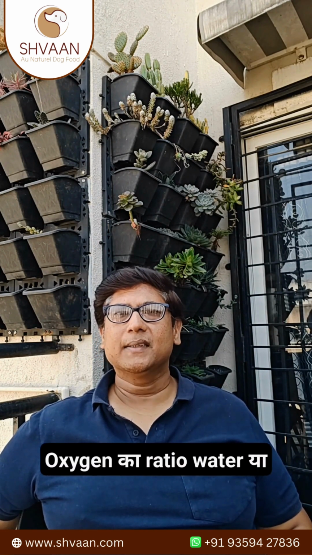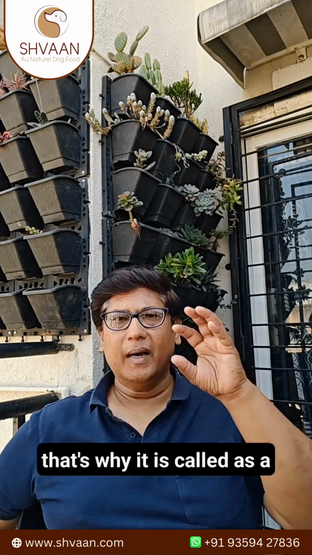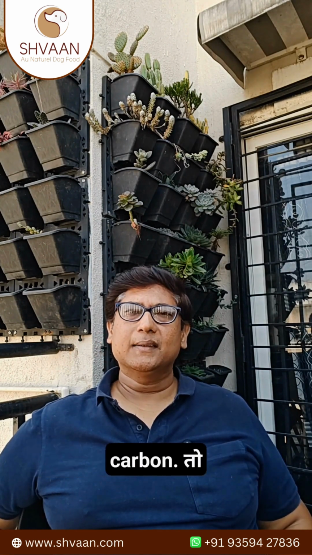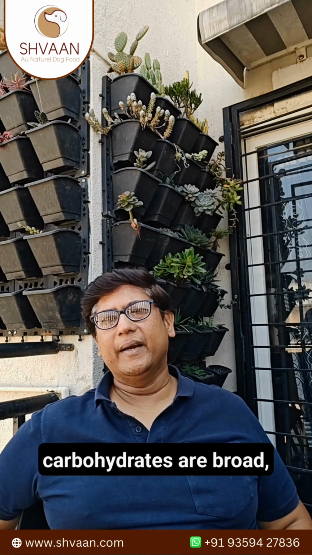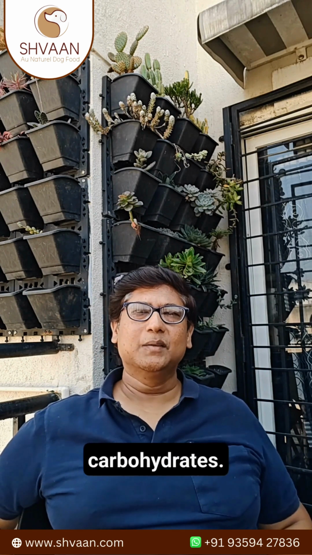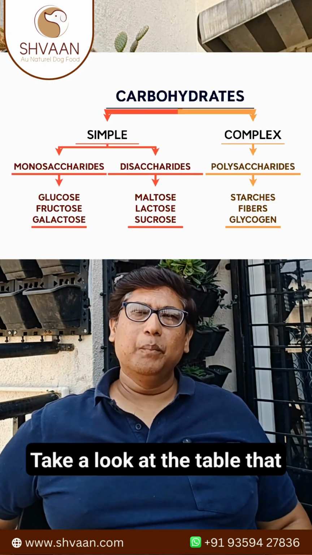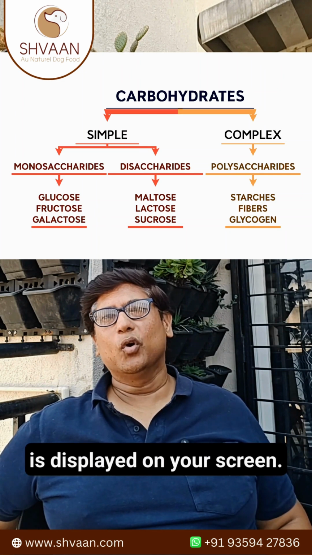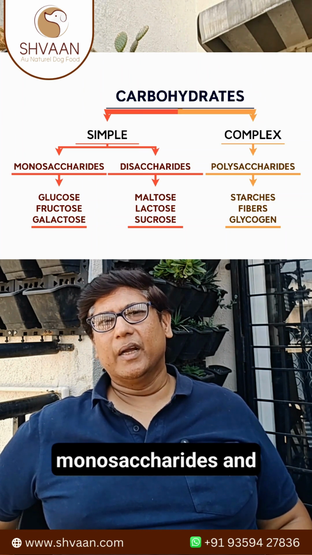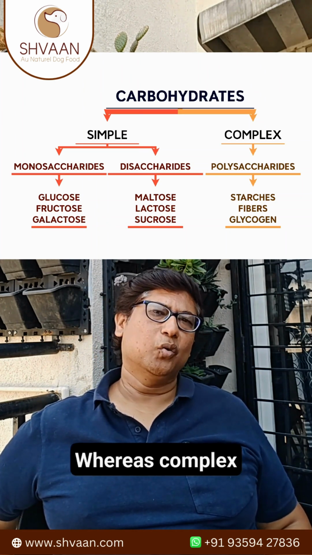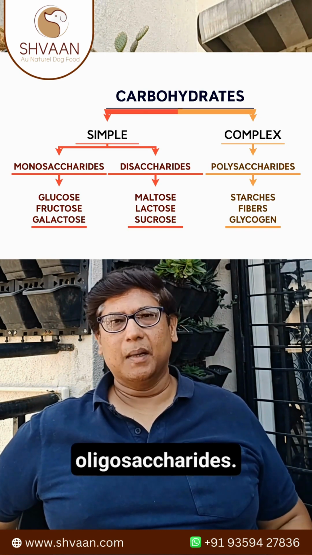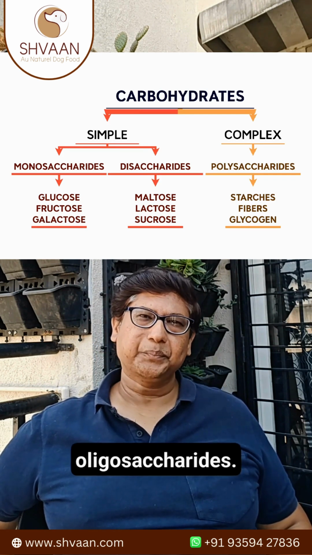That's why it is called a carbohydrate, or a hydrated carbon. So carbohydrates are broadly classified as simple carbohydrates and complex carbohydrates. Take a look at the table that is displayed on your screen. Simple carbohydrates are further divided into monosaccharides and disaccharides, whereas complex carbohydrates are polysaccharides, also known as oligosaccharides. In this video, we are going to discuss simple carbs beginning with monosaccharides.